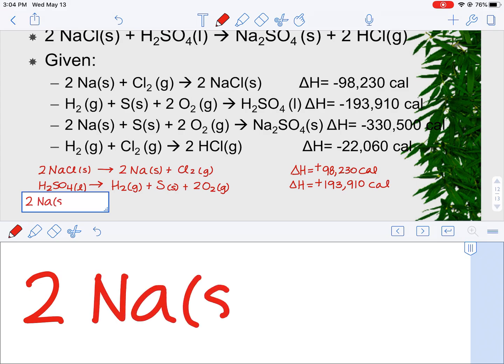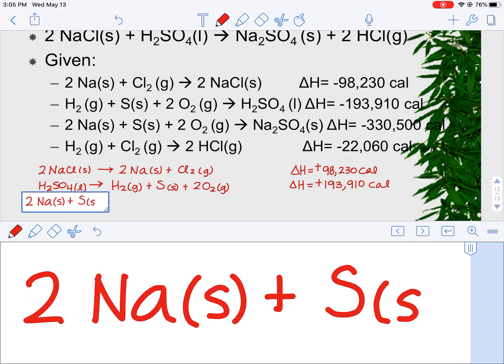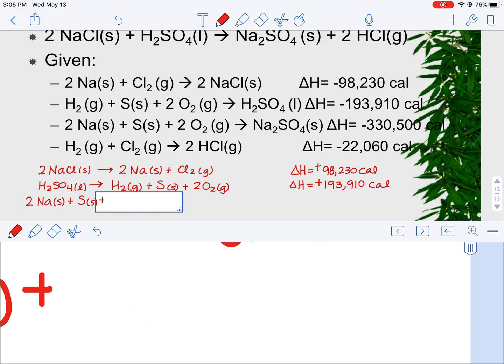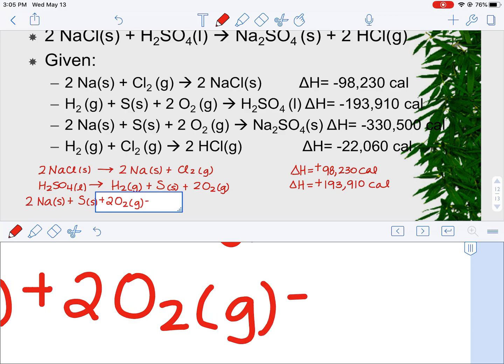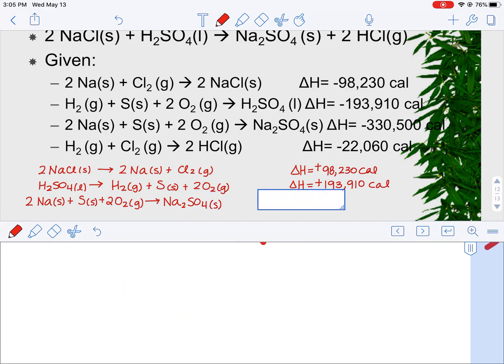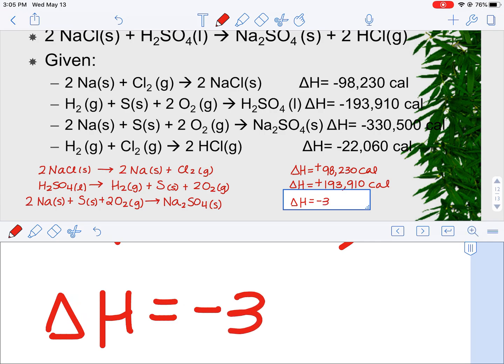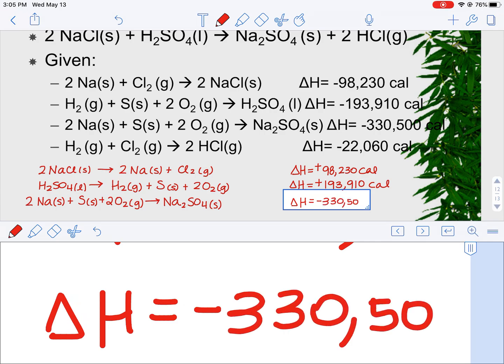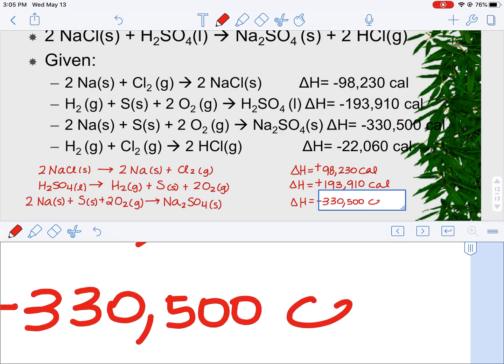2 moles of solid sodium plus 1 mole of solid sulfur react with 2 moles of oxygen gas to produce 1 mole of sodium sulfate solid. If we did not manipulate the reaction, that means we will not manipulate the enthalpy. 330,500 calories worth of heat energy are released in that reaction.